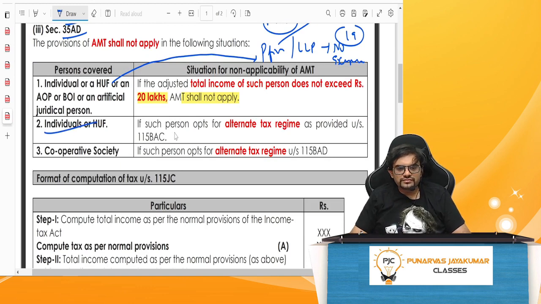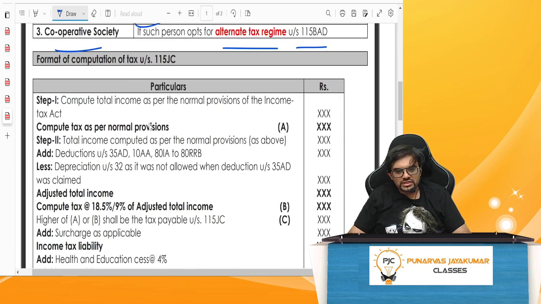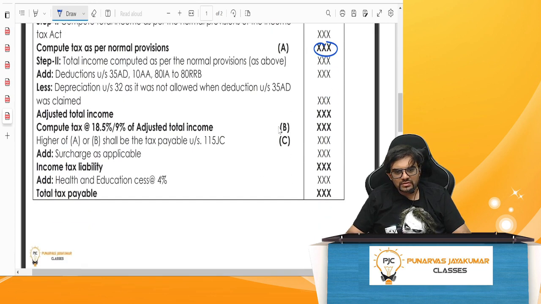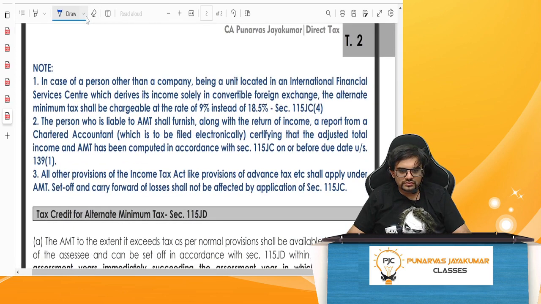Individuals or HUF, if such person opts for alternate tax regime under 115BAC. Cooperative society under 115BAD. So compute this. Step number 1, compute as per normal tax provision. Step number 2, deductions under this one, depreciation, same, 18.5%, no change.